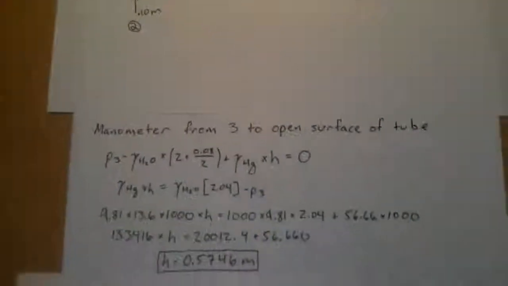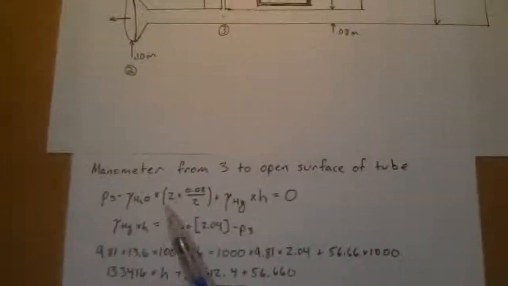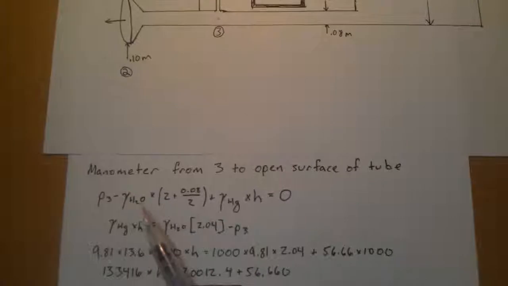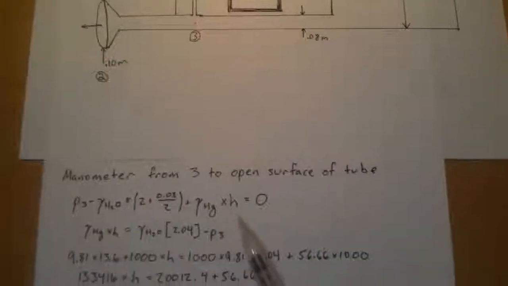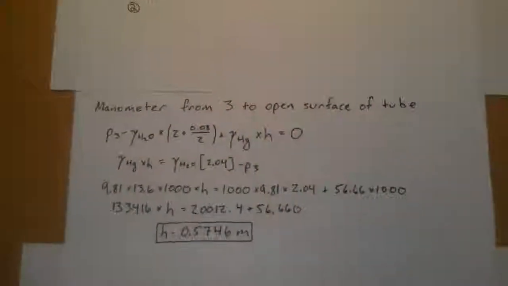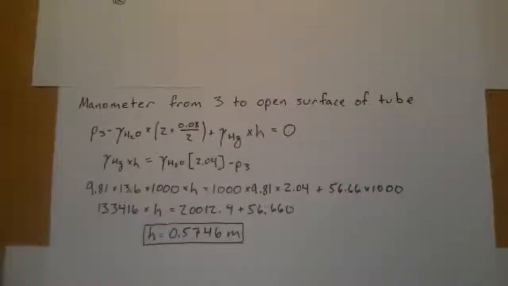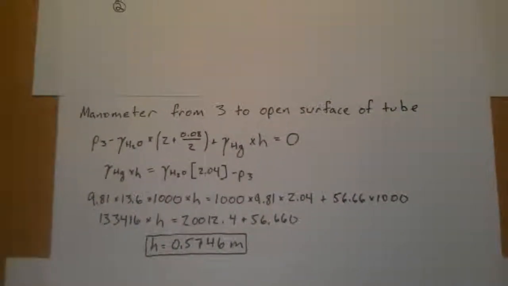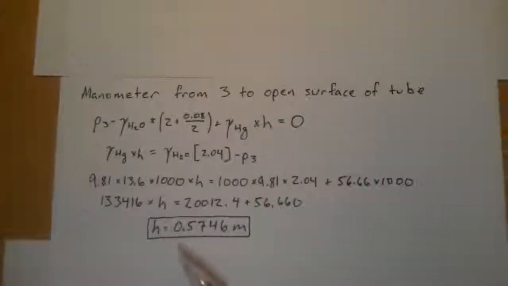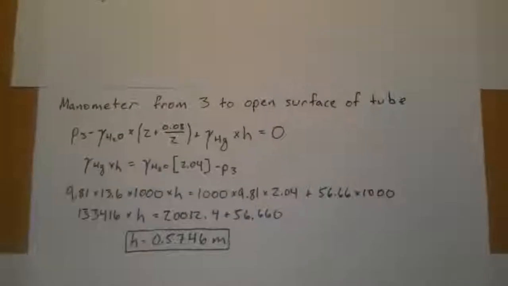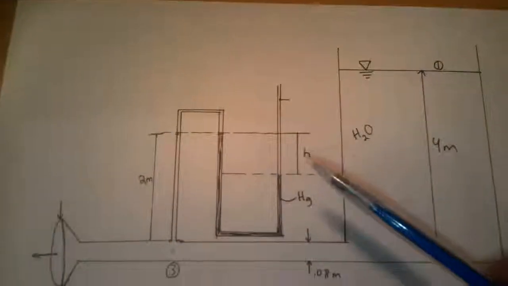From the manometer equation, we have P3 minus the gamma of water times our distance plus the gamma of mercury times the distance and set that equal to 0. Since we already know the pressure from earlier, we set the two equations equal to each other and rearrange, and we end up getting an h value of 0.5746 meters, which is this h value right here.